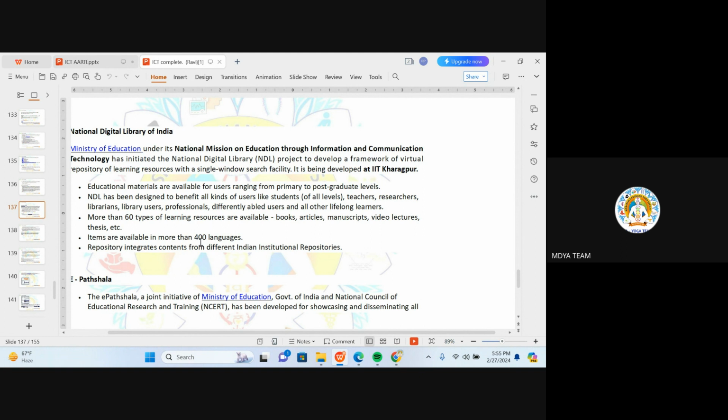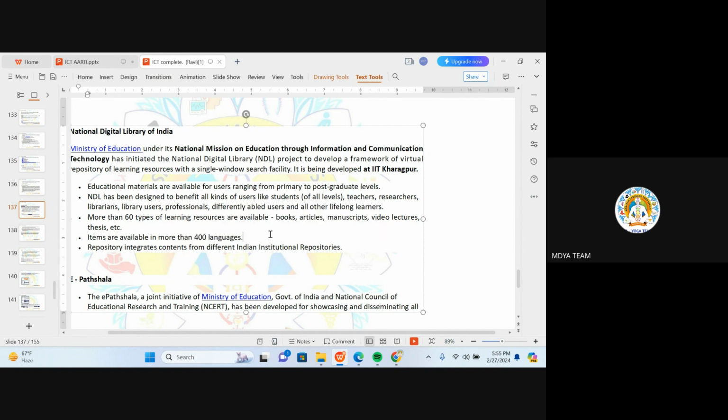How many languages are there? 400 languages. There are so many theses, books, articles, video lectures. You will get all resources on this platform. Who initiated this NDL? National Mission on Education through Information and Communication Technology, NME ICT. 16 types of learning resources you will get: books, articles, manuscripts, video lectures, theses, dissertations, all on the NDL. And this is developed by IIT Kharagpur.